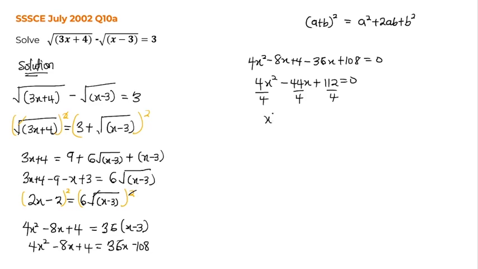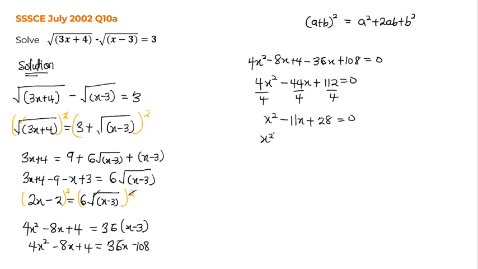This will give me x squared minus 11x plus 112 divided by 4 will give me 28. This is equal to 0. Now I have a quadratic equation that I can easily factorize to have my answer. So the x squared term, the coefficient over here is 1. 1 multiplied by 28 gives me 28. Now which two numbers will I multiply to get 28, but if I add or subtract, I get negative 11? So we have negative 4 and negative 7. If you multiply these two, you get positive 28, but you add them, you get negative 11.